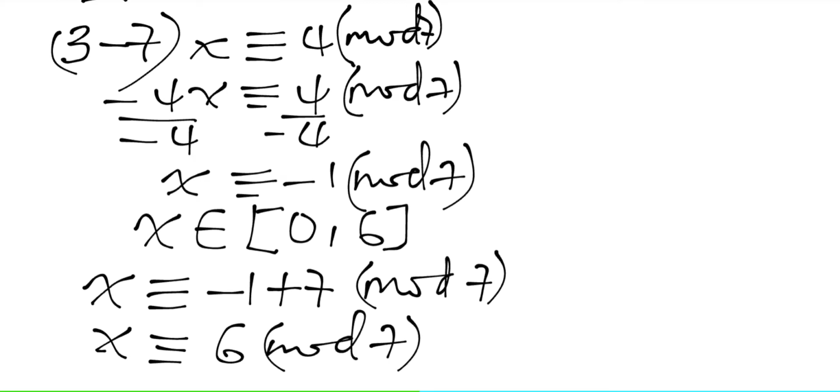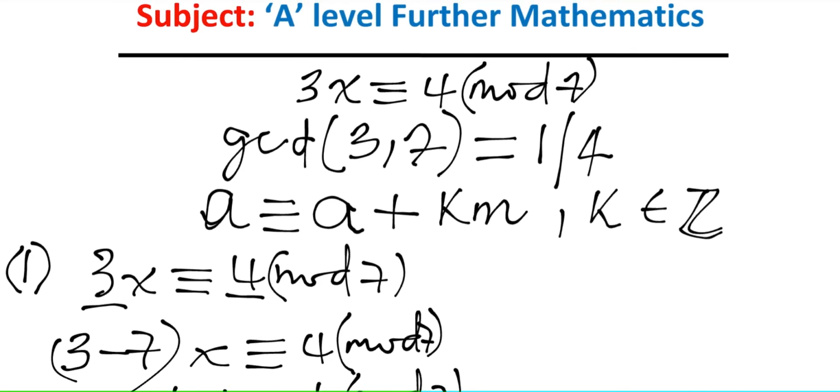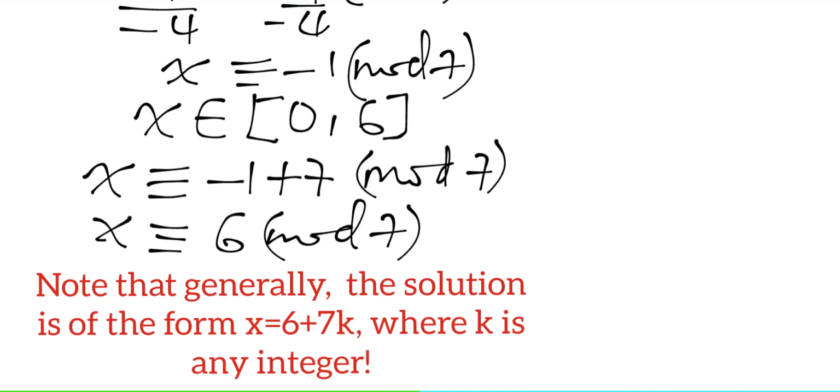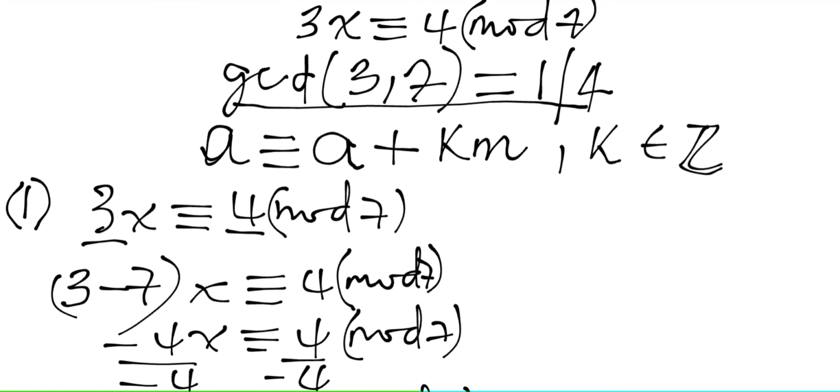As I already said, 6 is the unique solution because the GCD of 3 and 7 is 1, and when the GCD is 1, we have a unique solution in modulo 7 in this case. So this is one trick that we can use.